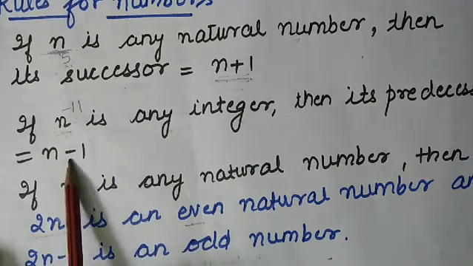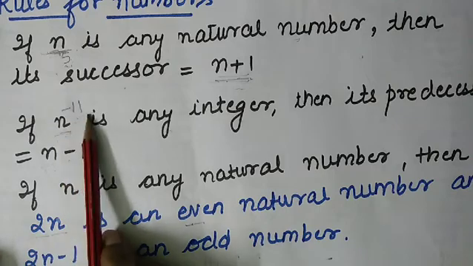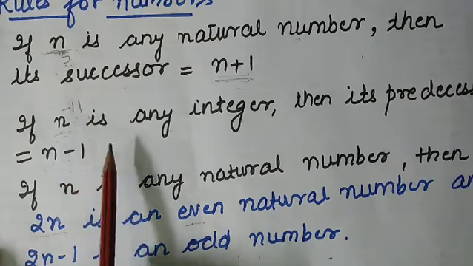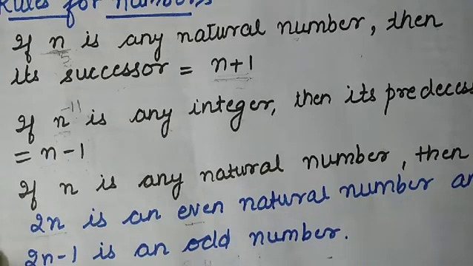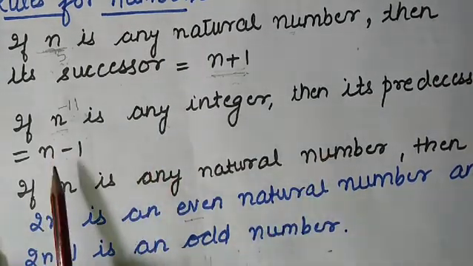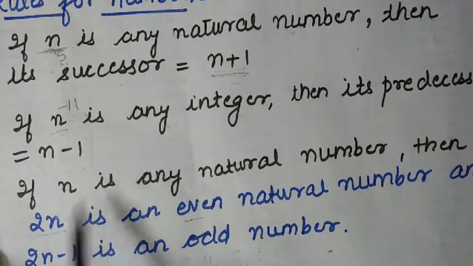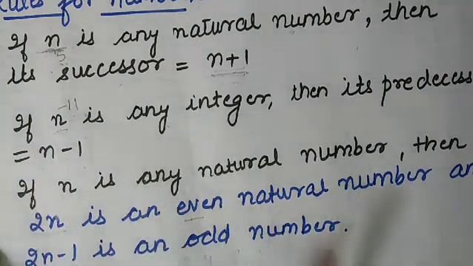Okay, so it will be n minus 1. If I am taking a particular value, that is n equal to minus 11, its predecessor will be minus 12. Or in general, in algebraic form, if n is any integer, then its predecessor will be n minus 1. Okay, 1 less than the given value.